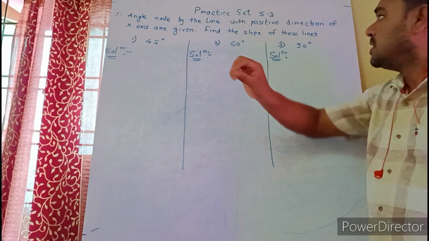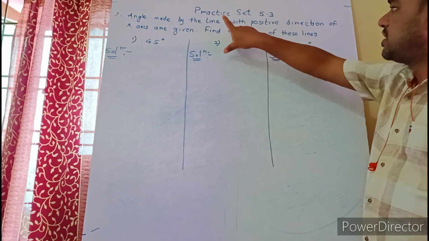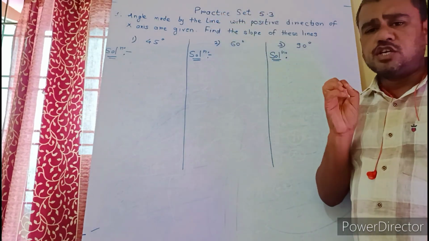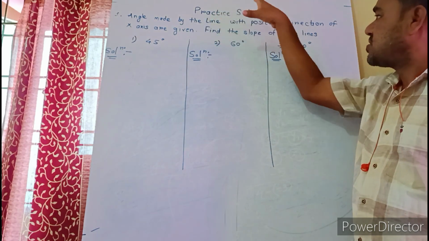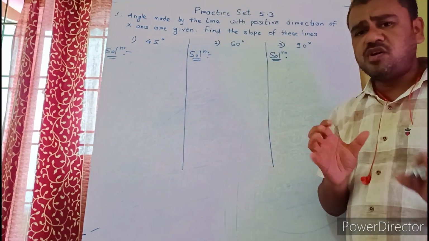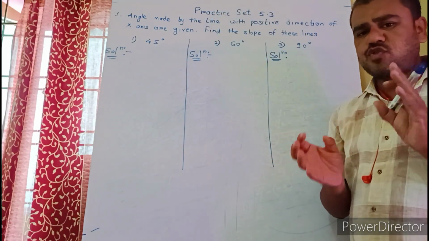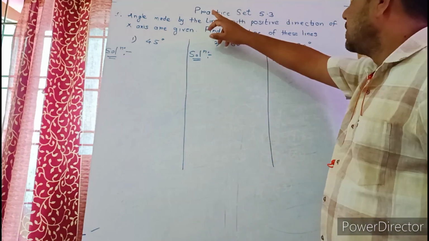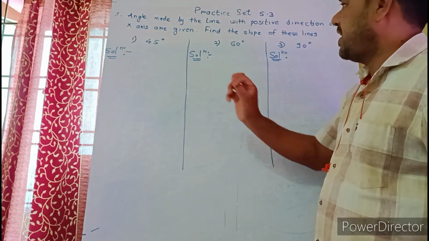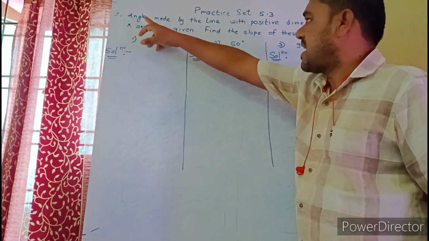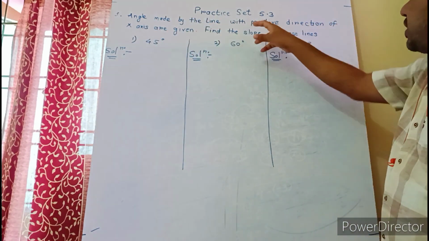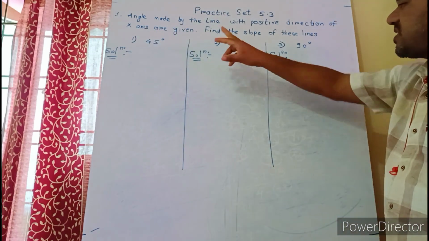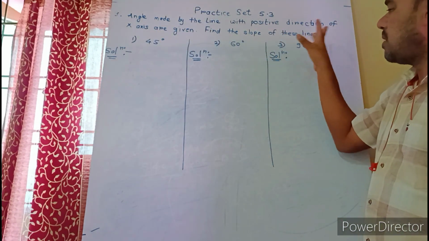Now in this video we are dealing with the topic that is practice set 5.3. We are solving 3 questions of practice set 5.3 in the first video and 4 questions of practice set 5.3 in a later video. Now here, practice set 5.3, the first question is: angles made by the lines with the positive direction of the axis are given. Find the slope of these lines.